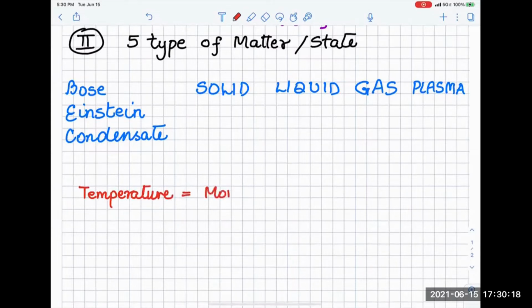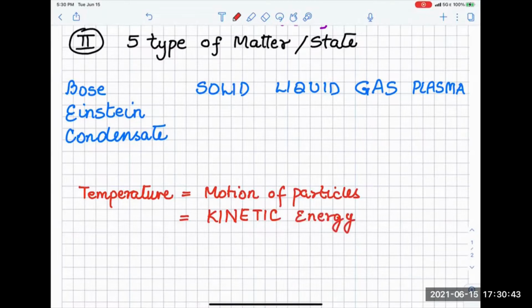Temperature relates to the motion of particles, and everything is made up of particles. So it is the motion of particles, and that is the kinetic energy in the particles. That's one thing. What else? Very good. So that is the temperature at which the change of state happens. Very good. So boiling point, freezing point, melting point: these are when the change of state occurs.